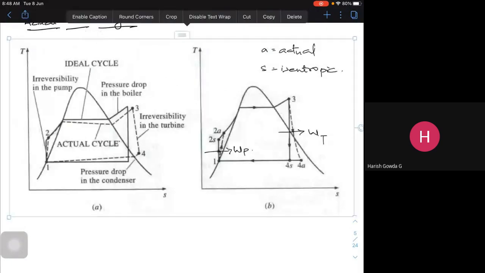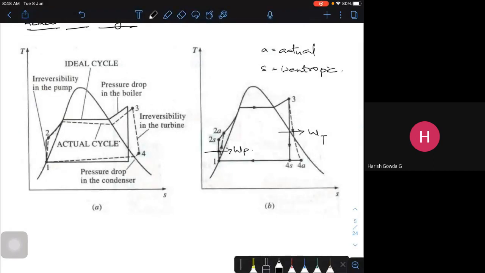I'm trying to put a temperature-entropy diagram for an actual cycle and superimpose it with the ideal cycle. What you see as a continuous line is the ideal cycle. So this is where I'm going to pump, and there is heat addition here, work extraction here in the turbine, and heat rejection here in the condenser. That's an ideal cycle.